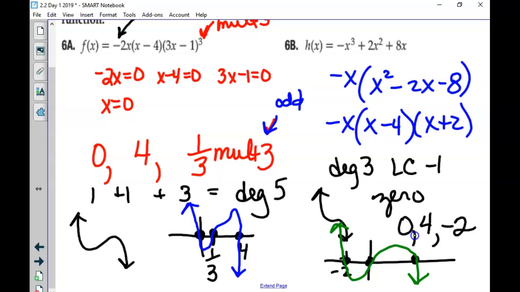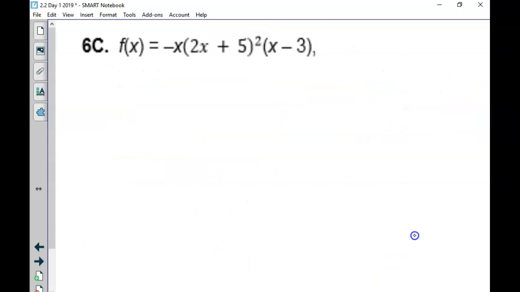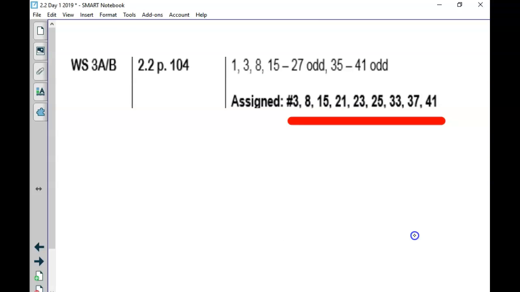Make sense? Okay, so at least get the factoring worksheet done tonight. This is the book work, and it is in Google Classroom. Those are the problems assigned tonight about degree and leading coefficient and end behavior.